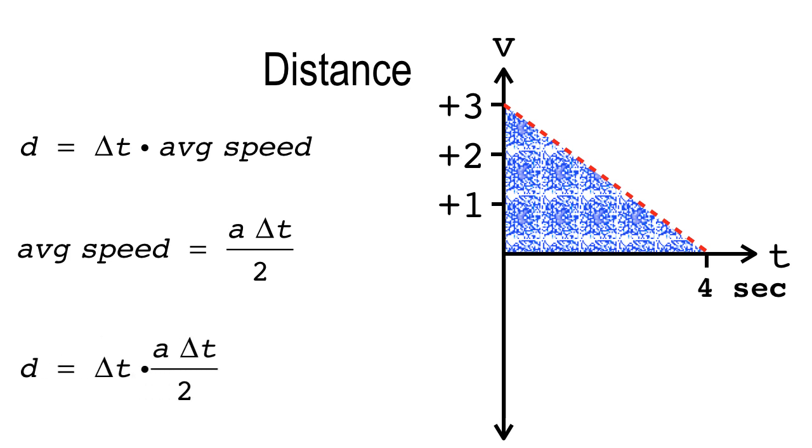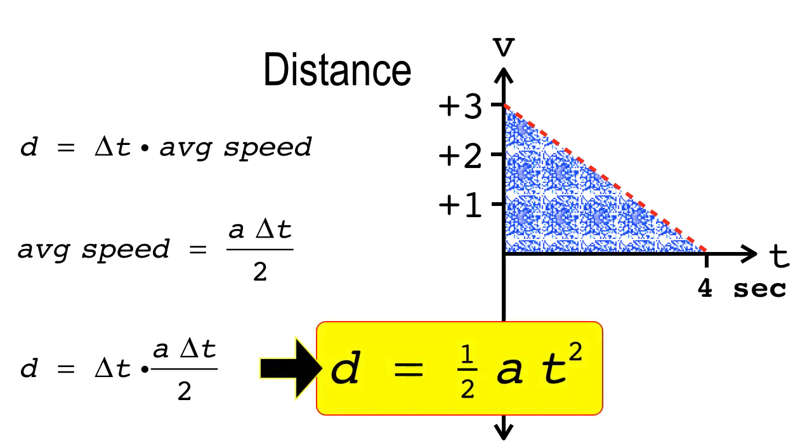So D, the average speed, is replaced by A delta t over 2. So the distance is delta t times A delta t divided by 2. And hey, you guys, that corresponds to, in more simple notation, 1/2 AT squared. So instead of writing delta t quantity squared, we're just writing t squared.